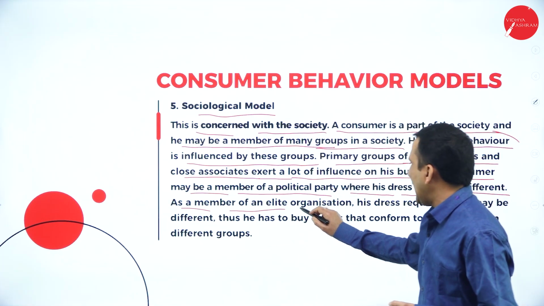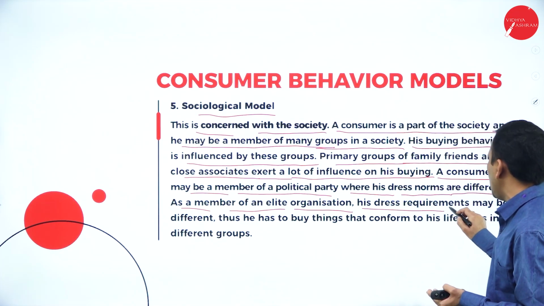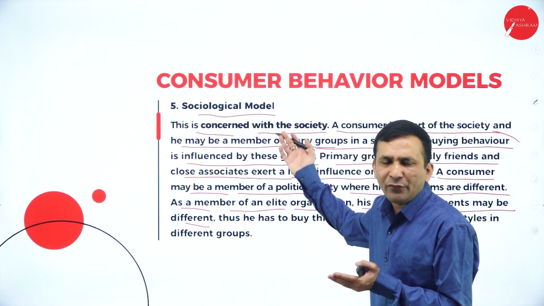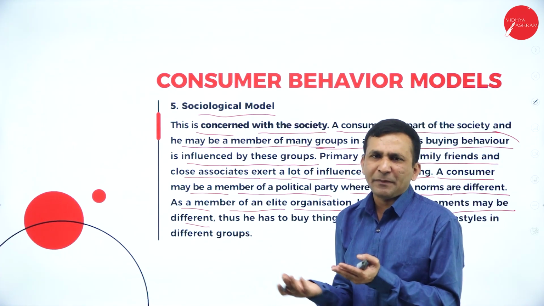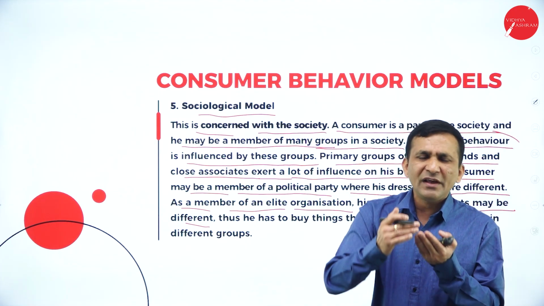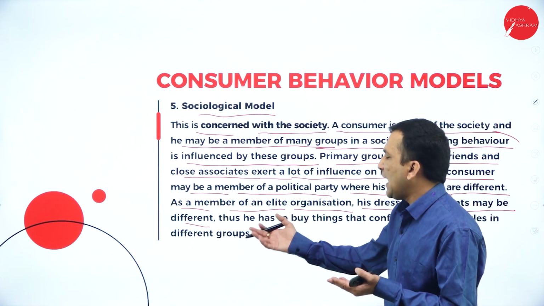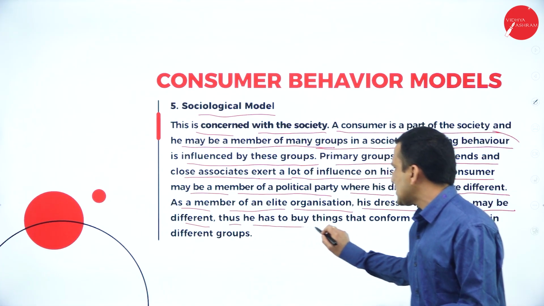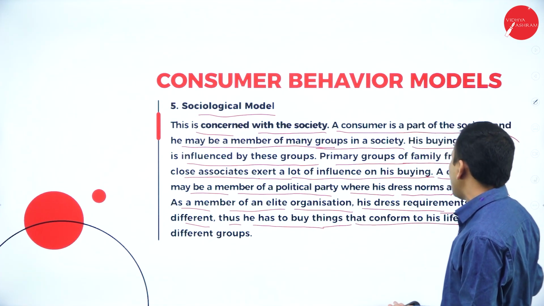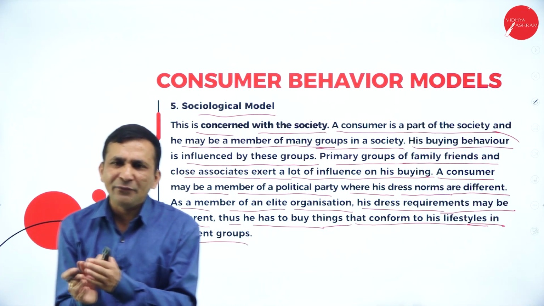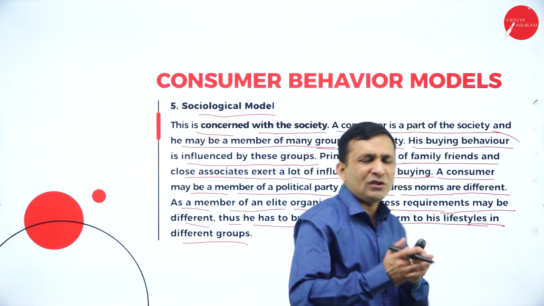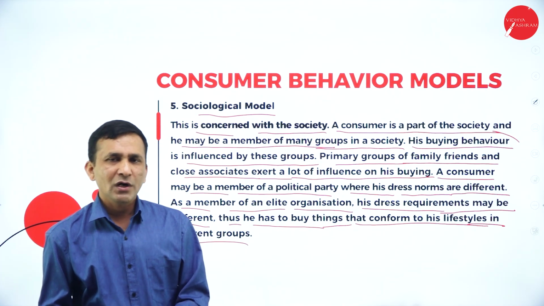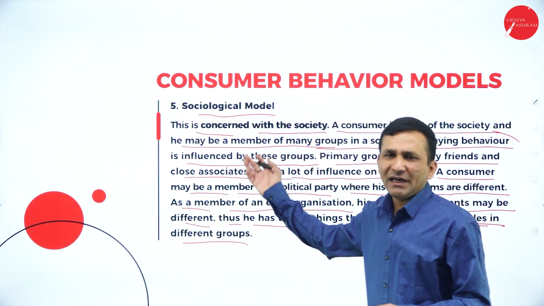As a member of an elite organization, the dress requirement may be different, because we can't compare: when politicians wear white dress, the directors, managing directors or very highly reputed persons wear different clothes and give priority to different cloth. Thus he has to buy things that conform to the lifestyle of the group, because in different groups we are able to identify how they behave according to situation and condition. So all of this, marketers want to study.